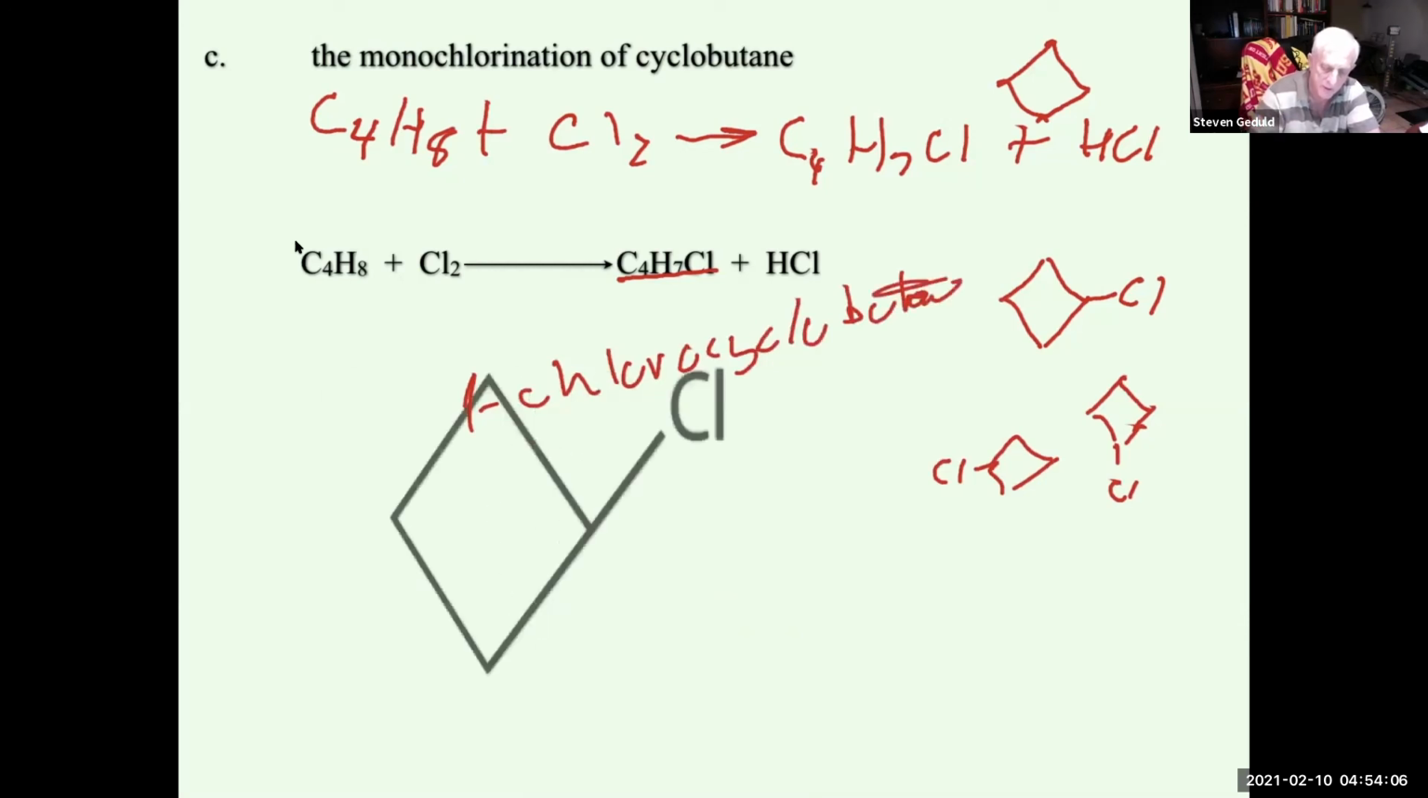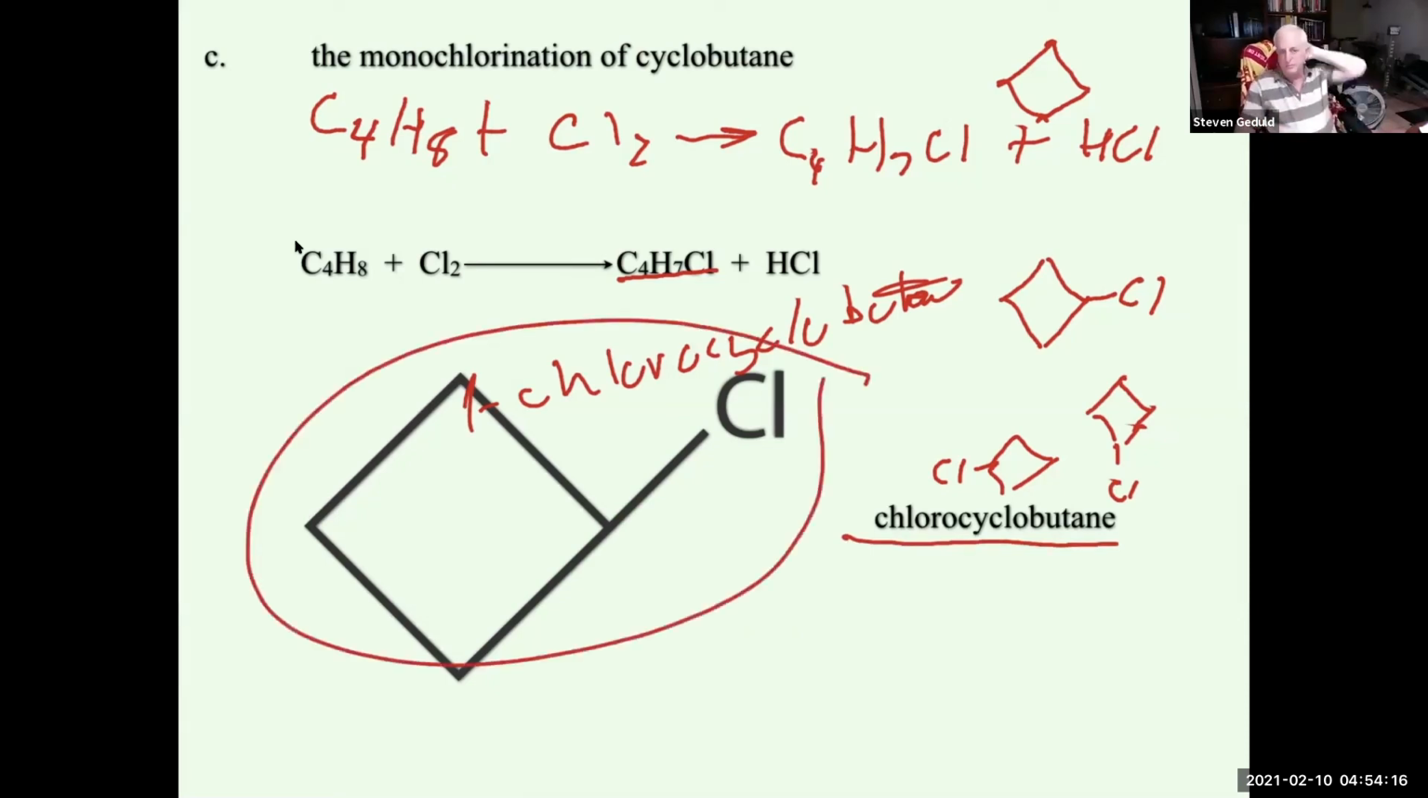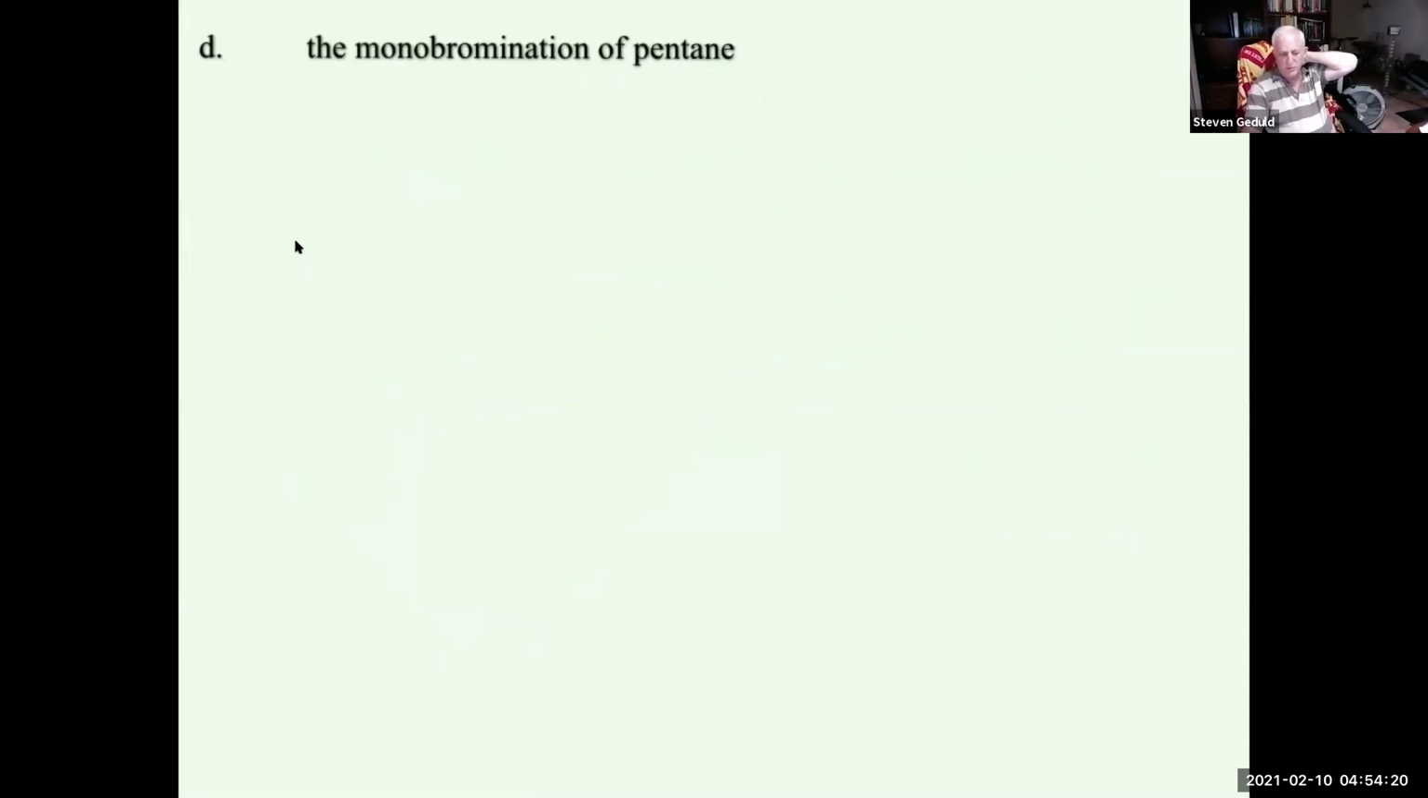Okay, that's what it looks like. So chlorocyclobutane. You can put the 1 if you want, or leave it off. If it's 1, it's just there. So that's cyclobutane. That's what it'll produce. Okay.